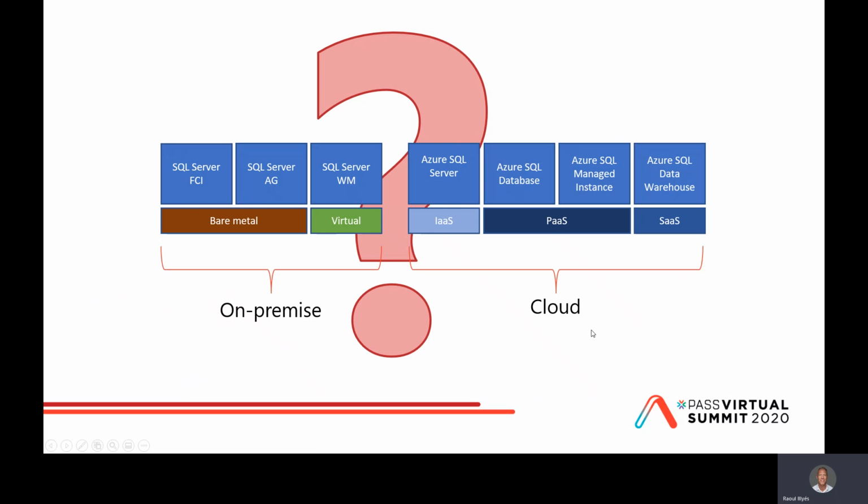And then we have the public cloud. And in the public cloud, we have even more options. We can still run our virtualized workloads in the cloud, as you can see here. That's what we depict as IaaS in the cloud, Azure SQL Server IaaS. Same thing as a virtual server on-prem. The only difference is that that virtual server is now hosted and maintained in the cloud.